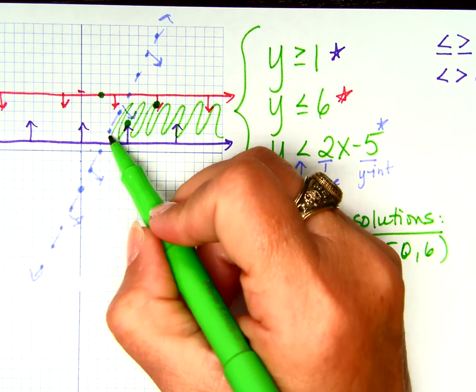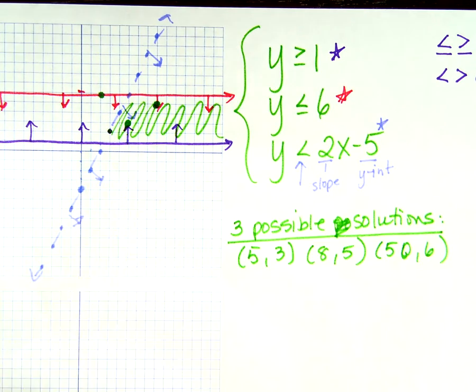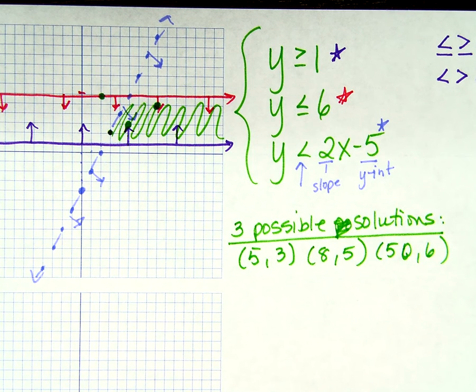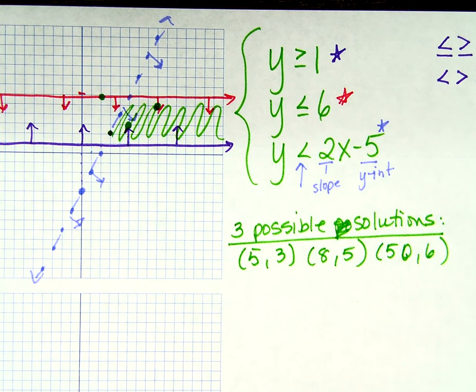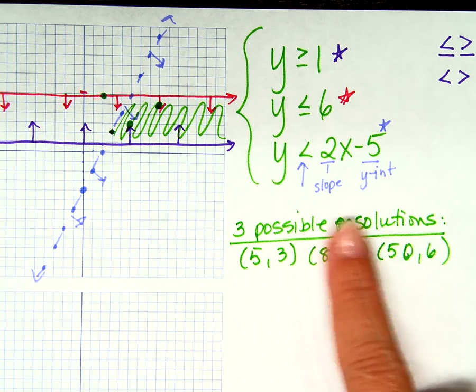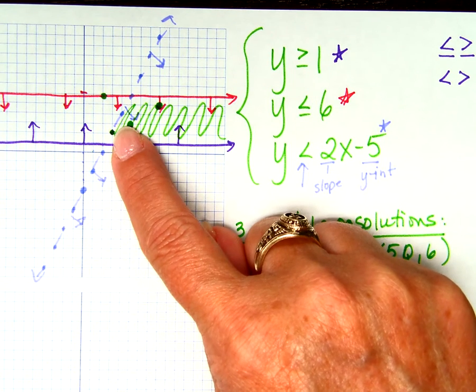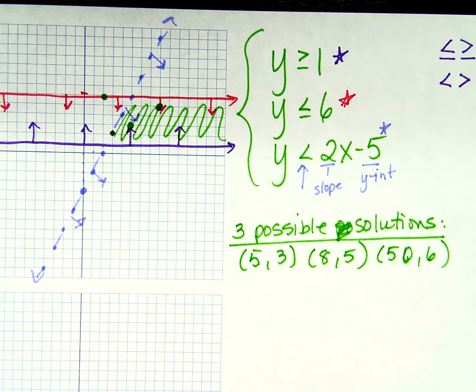1, 2, 3, 1, 2. What about that point right there? Why is that not part of the solution? It's on the dotted line. Points on the solid lines are possible solutions. Points on the dotted lines are not. Okay? Any questions about that?